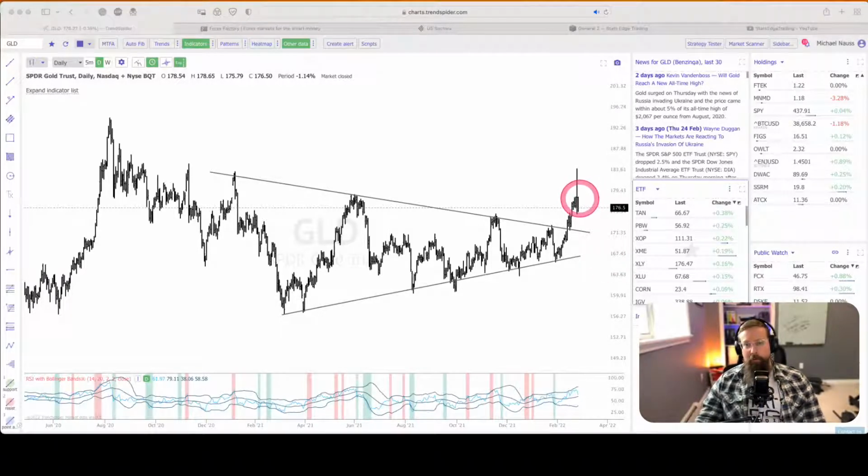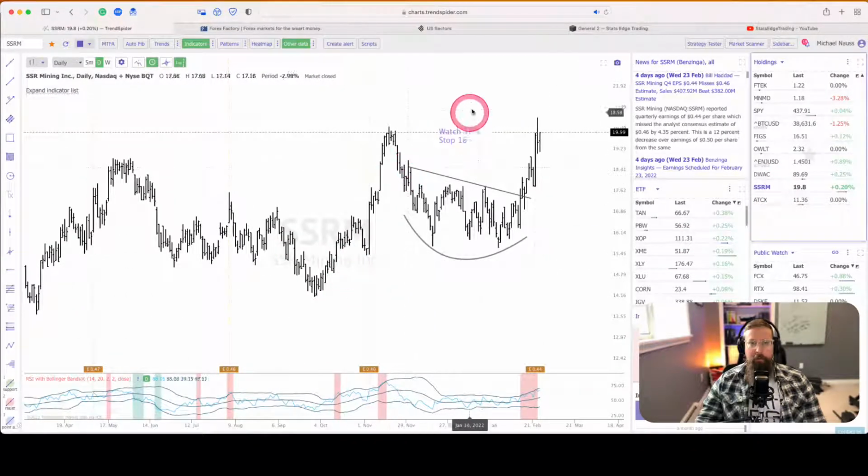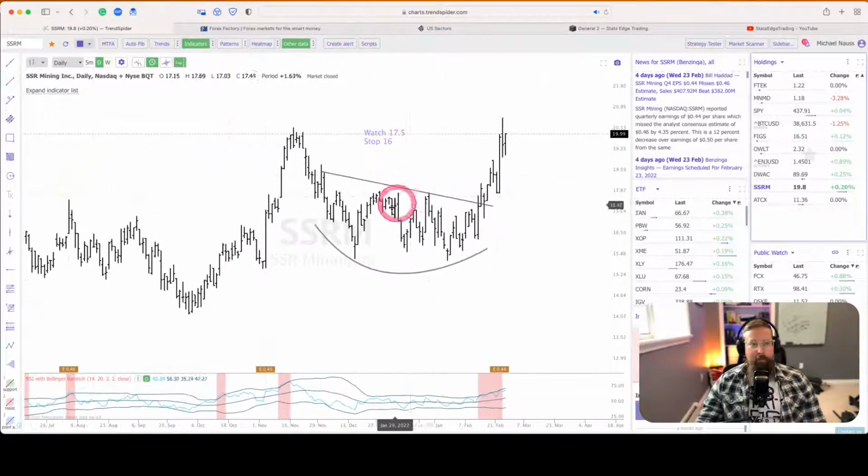My thoughts on gold is just, as long as it's under this topping tail, you have to be worried. If it chops sideways for a few days and starts to pop up, then maybe you can be interested in it.